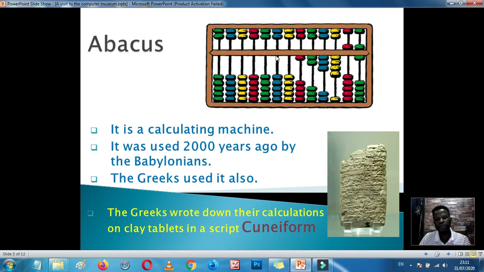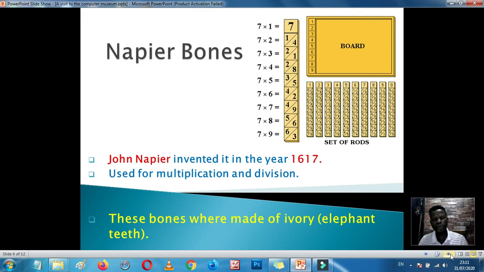So the abacus machine is a calculating machine that helps us to perform simple arithmetic. We can perform additions and subtractions using the abacus machine. We'll also see other important machines. The abacus machine also has its deficiencies, some disadvantages. So we now have another machine that came up, which is the Napier bones. The Napier bones was invented by John Napier.